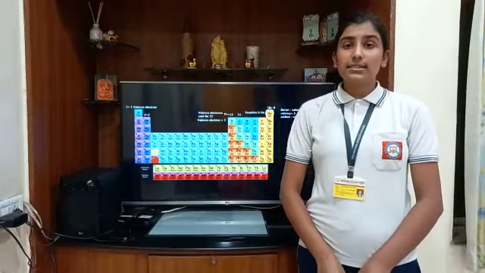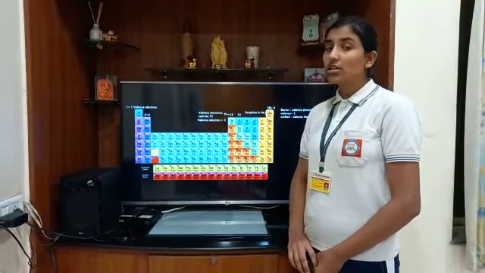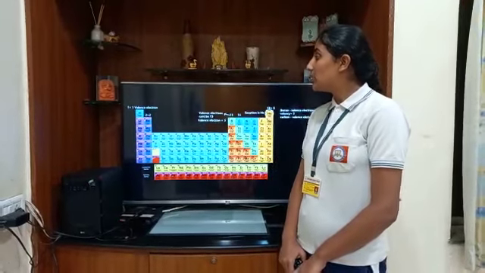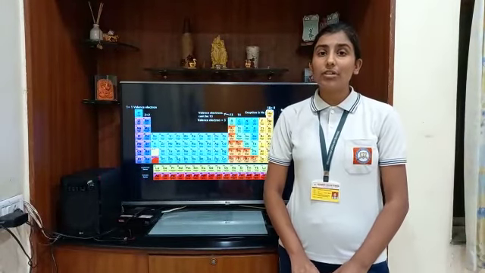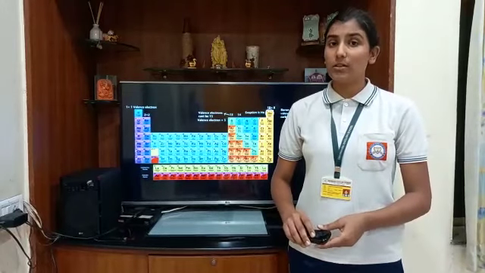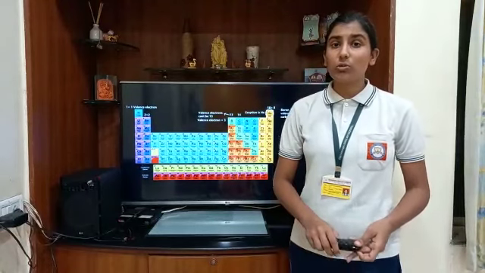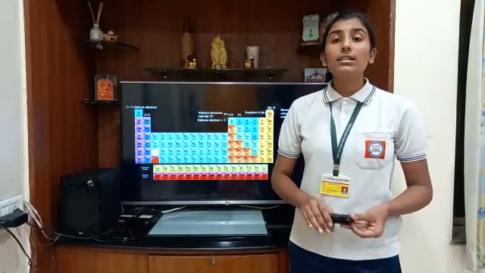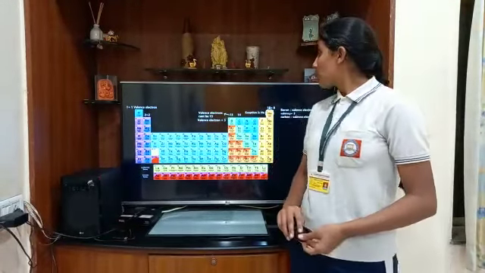Now, let's study a few examples. Our first example here is of the first group, which consists of elements hydrogen, lithium, sodium and potassium. All these elements will have one valence electron, that is, one electron in its outermost shell. The second example is of the second group, and the second group consists of 6 elements, and all the 6 elements will have 2 valence electrons.